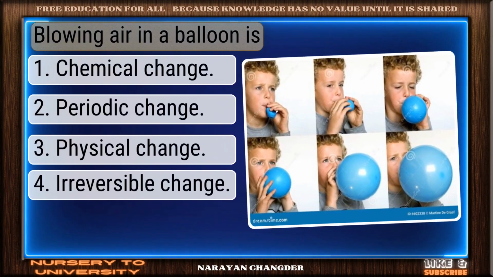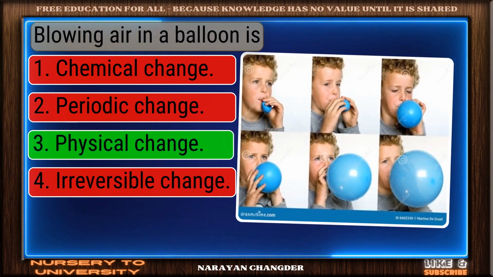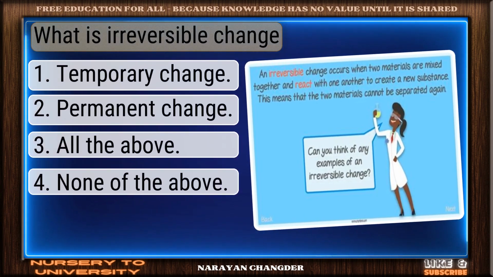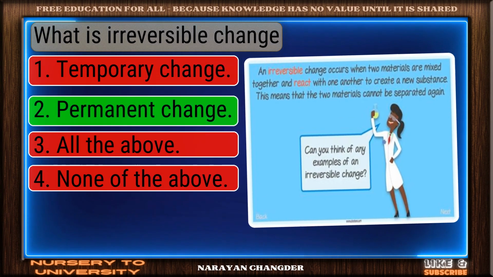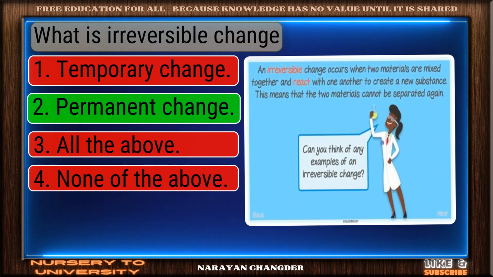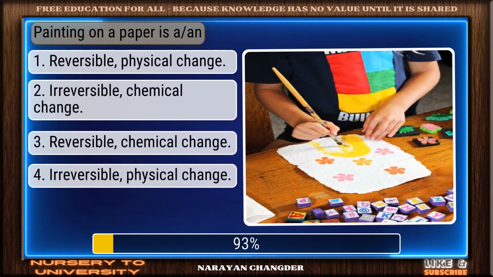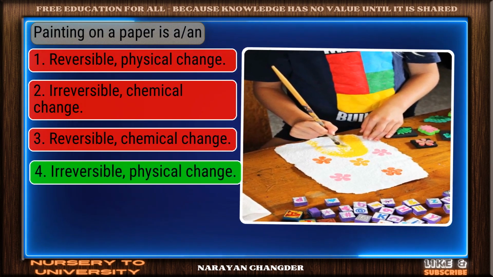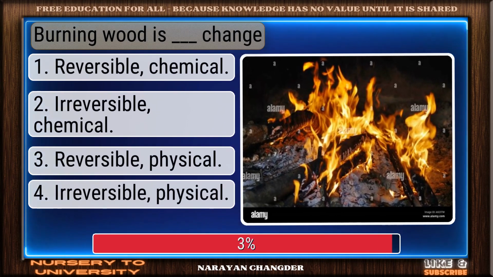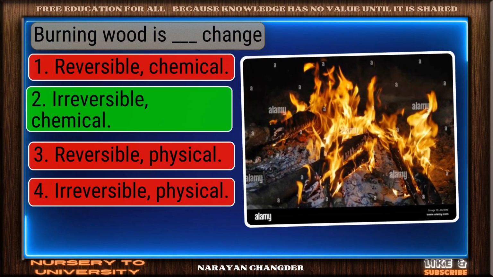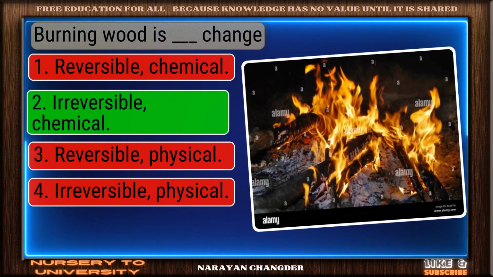Blowing air in a balloon is. Smart move. Physical change is an accurate answer. What is irreversible change? Exactly. Permanent change makes sense, and it is the right choice. Painting on a paper is a change. Nicely done. Irreversible, physical change is a solid answer. Burning wood is dash change. Smart pick. Irreversible. Chemical is the correct choice.